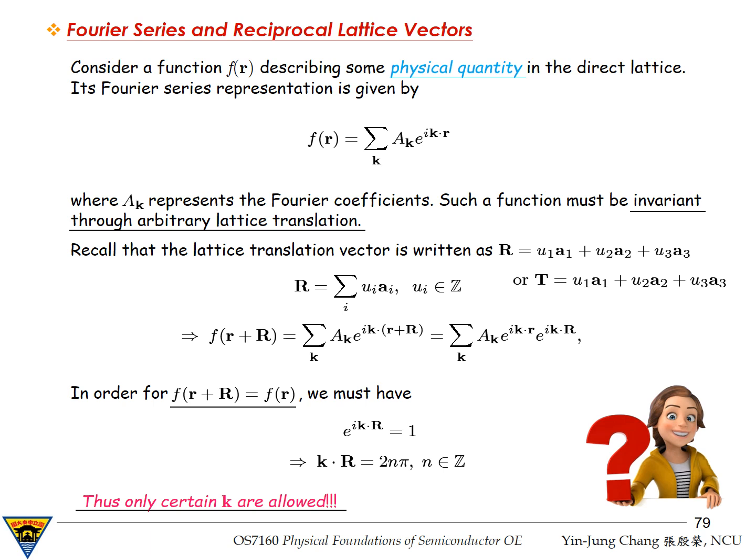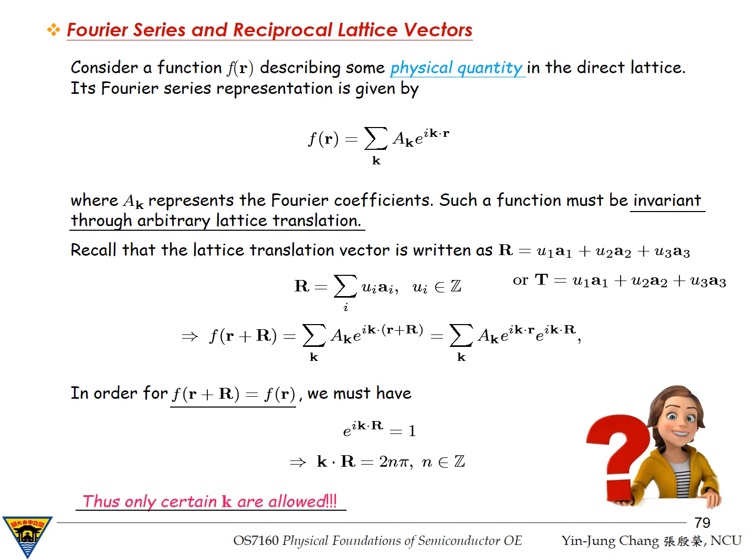Now, since f(r) is a periodic function, it can always be expressed as a Fourier series, as shown in this expression, where a_k are the Fourier series coefficients. This expression is nothing but a weighted sum of plane waves, e^(ik·r), each characterized by a wave vector k.